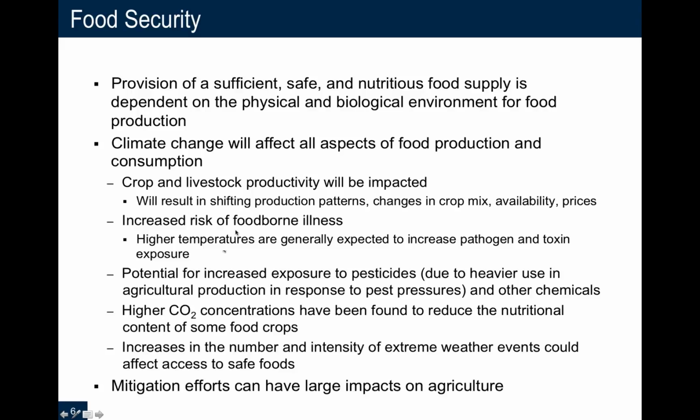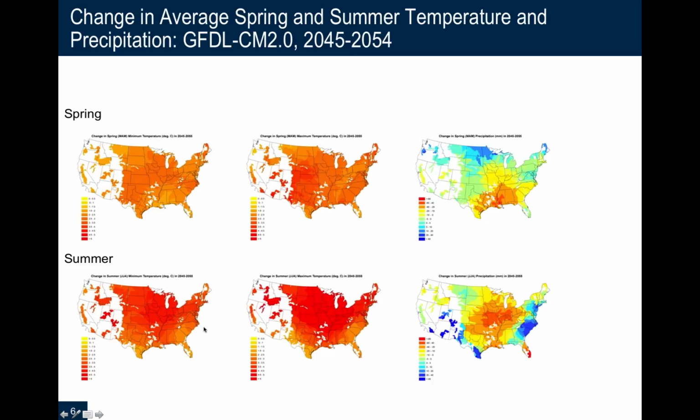If your yields decline some, but everyone else's decline more, you may be in a relatively better position. There's also potential impacts on just nutritional content and other implications. So related to that, there's interest around mitigation efforts, but it's very important to consider that mitigation efforts in the agricultural sector can have large impacts on agricultural markets and potentially on food prices, which also have effects for food security.